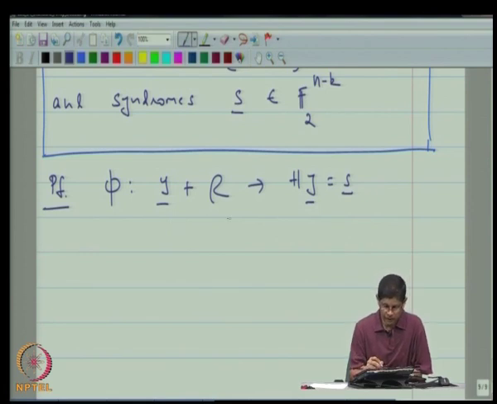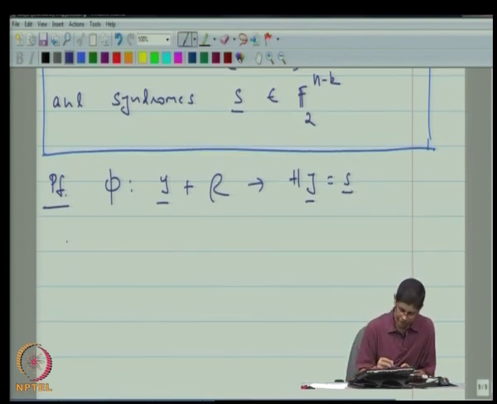Because when you talk about a coset, you are operating on phi by multiplying H by y, but this coset could also be represented by a different vector other than y. So, you have to make sure that no matter which vector you pick from the coset, you will actually get the same syndrome. So, the question to ask here is: is phi well defined?